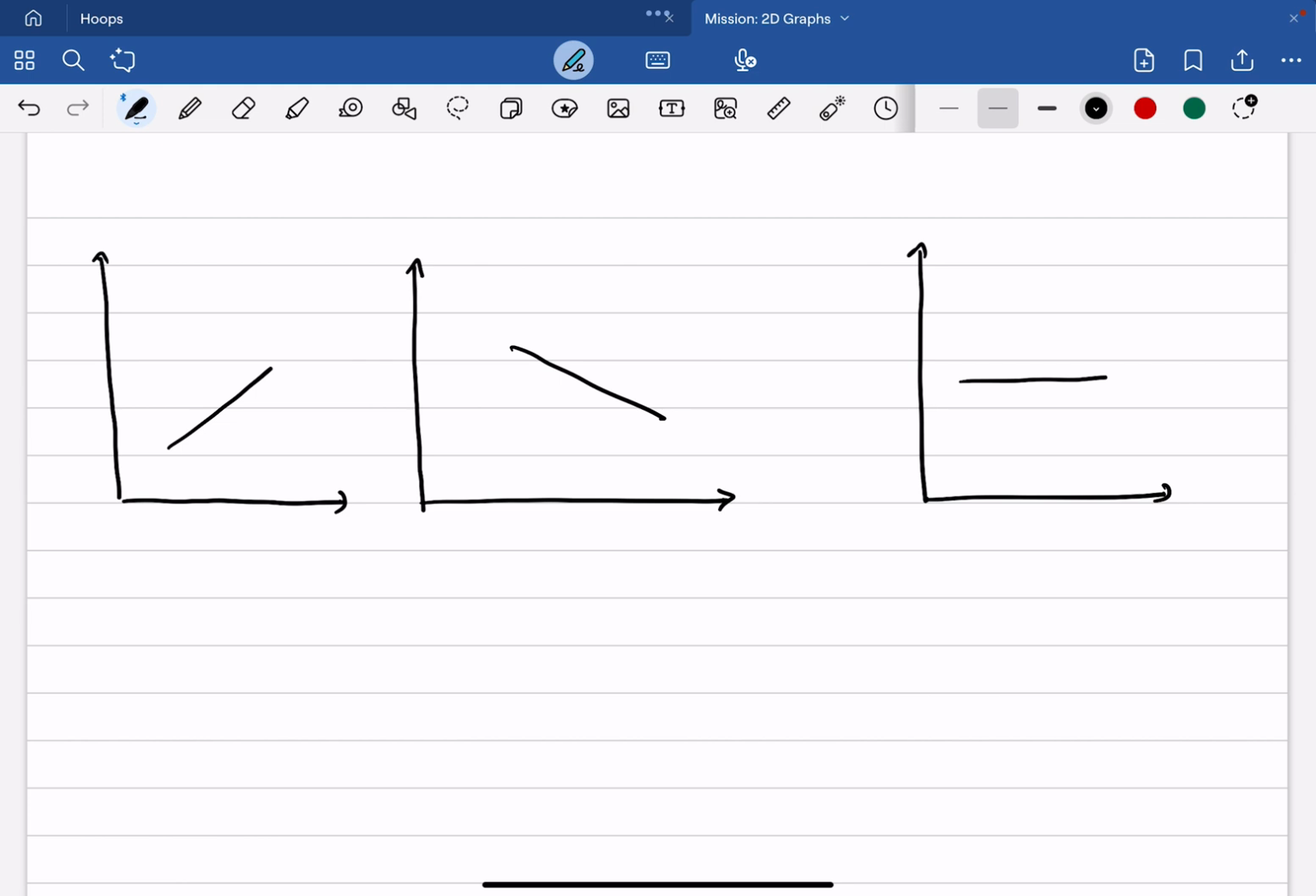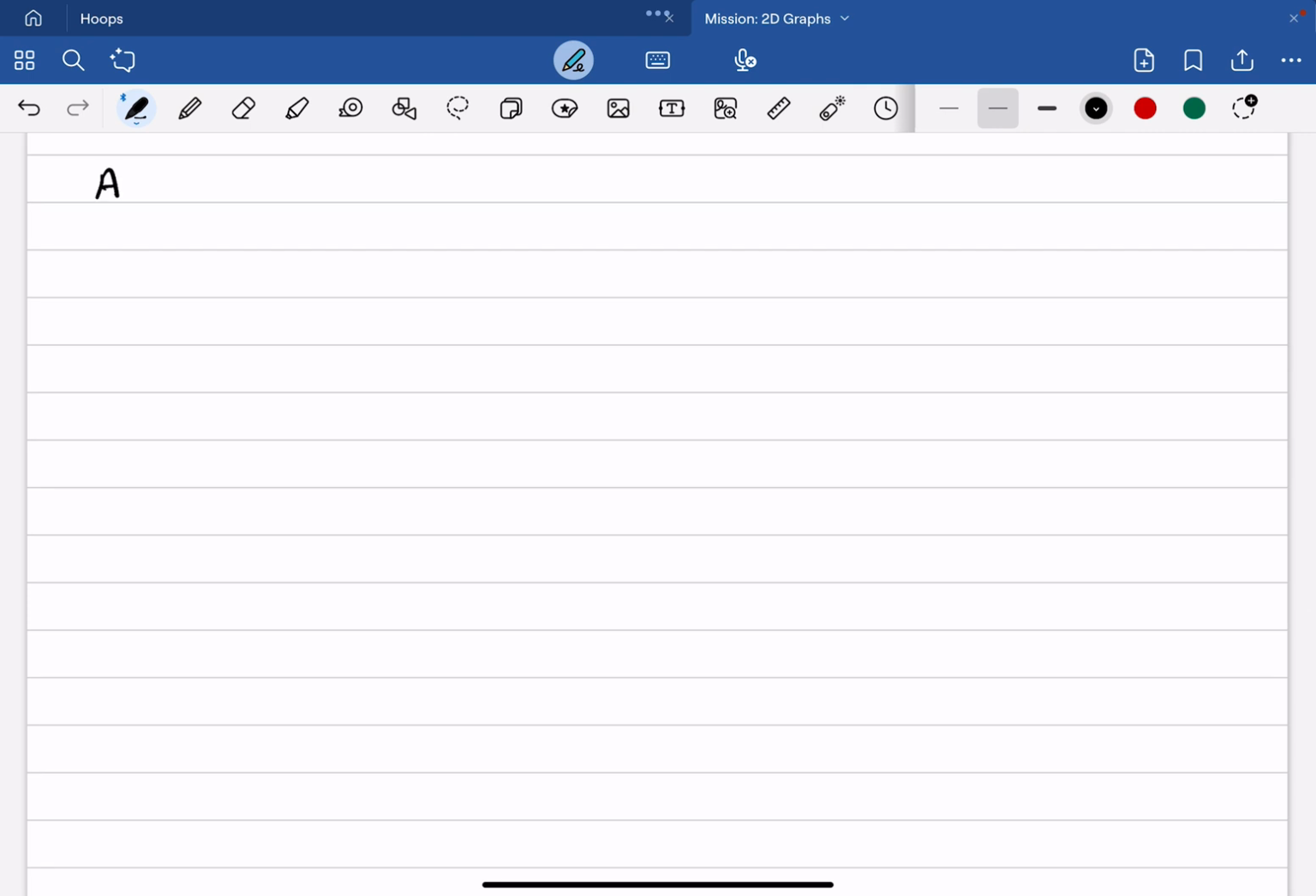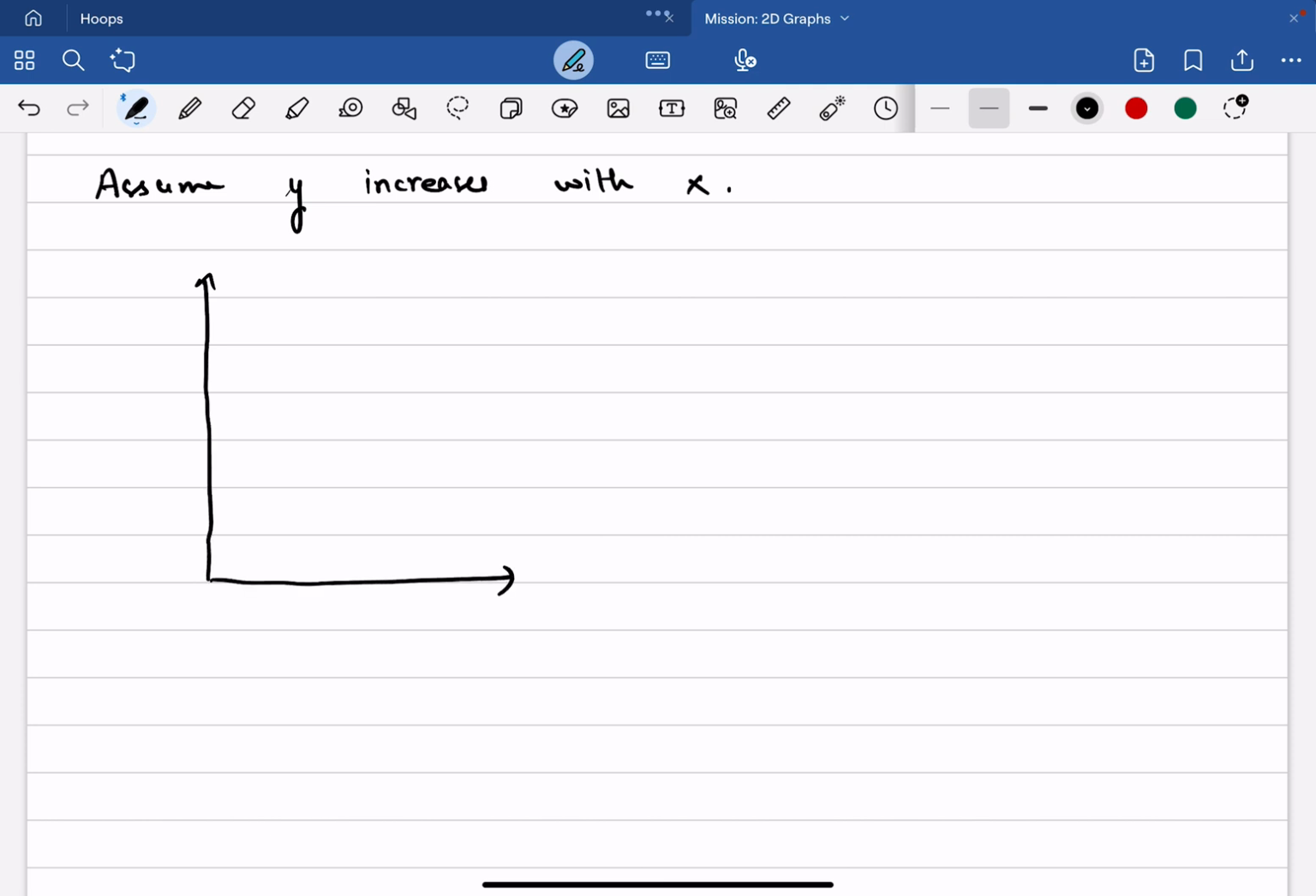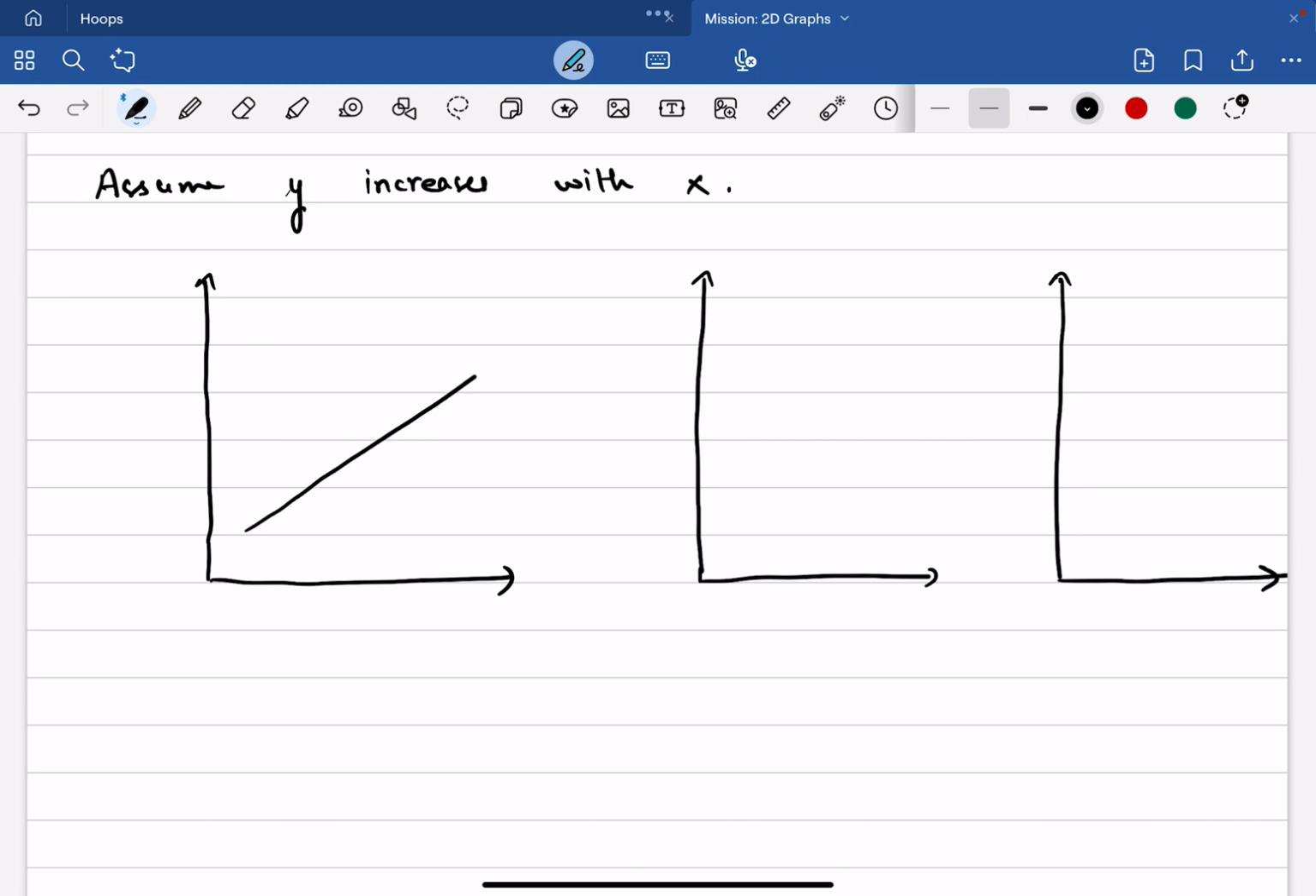But let's now fix the situation to be a situation of increase, right? Or let me be more precise, let's say assume y increases with x. Now there are three situations I could be in within this situation, depending on how fast y increases with x. Either y could increase at a constant rate, so at a rate that is proportional to the increase in x, and that would be captured by a line. So this would be constant rate of increase.